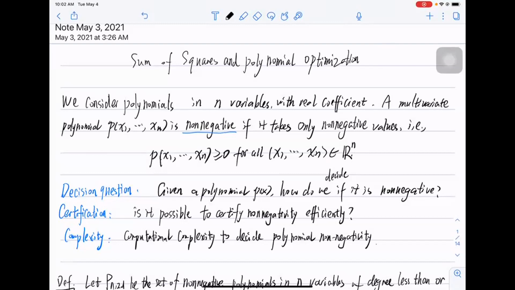So I will talk about sum of squares and polynomial optimization. Basically, we will study how to use the sum of squares technique to approximate some polynomial optimization problems, and we will see how we can solve the sum of squares program using semi-definite programming. This material is from the book.